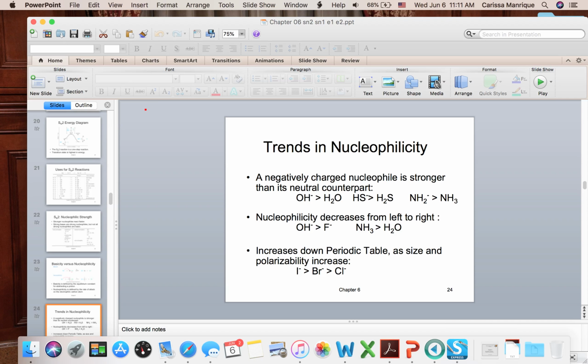Nucleophilicity decreases from left to right. So on the periodic table, the further left you go, the more nucleophilic. Now we're not going too far left, so don't go all the way over to like hydrogen or something. But looking at like nitrogen, oxygen, and your halogens.